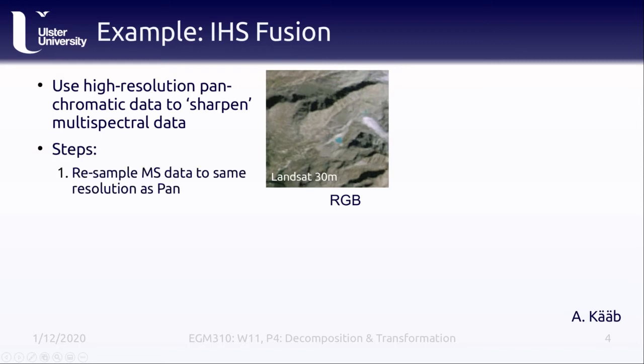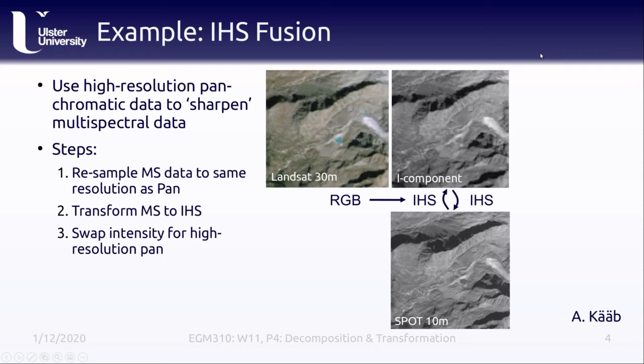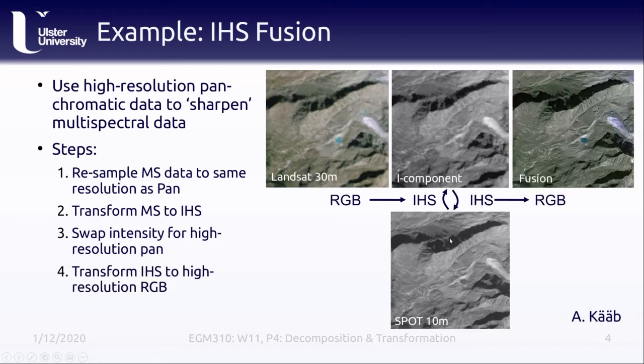First, we resample the multispectral data to the same spatial resolution as the panchromatic data. This doesn't actually increase the spatial resolution, it just changes the pixel size. Next, we transform the multispectral RGB image to IHS. We have the intensity component shown here. After that, we swap out the low-resolution intensity component for the high-resolution panchromatic image. And finally, we transform the swapped IHS image back to the RGB.